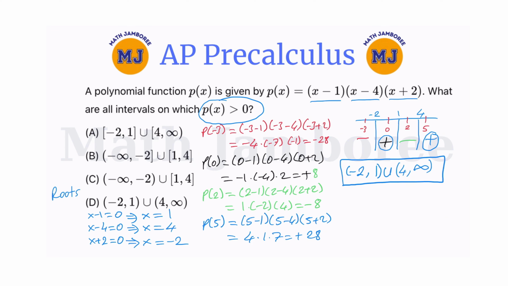If you look at the choices, for instance, in choice A, they included negative 2 and 1 and 4. If this p of x would have been greater than or equal to, the answer would be A, but it's just greater than. That's why it's not the answer. Between negative infinity and negative 2, the sign of the polynomial is negative already, so we're looking for the positive area. Choice D is the answer we're looking for.